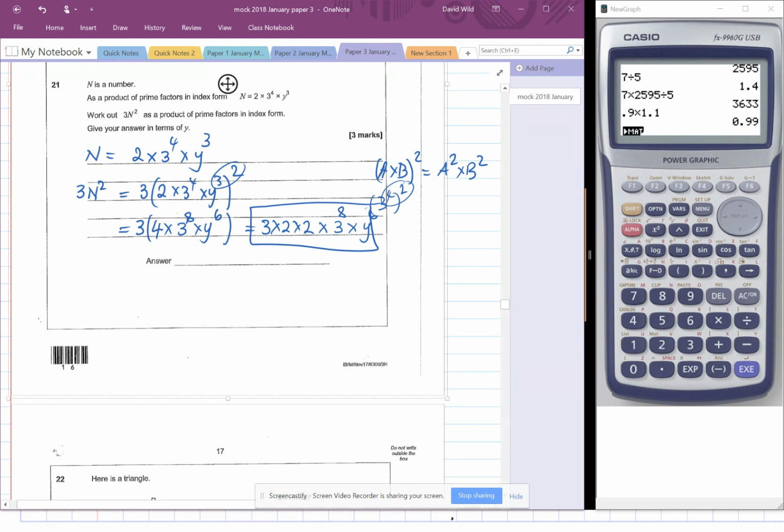Or we could just replace this. It says in index form, so actually we could replace this 2 times 2 with 2 squared. We should also notice that this is a 3 and this is a 3, so it's actually 3 squared, which is 9 times 2 to the 2 times y to the 6. And that should be our final answer, actually.